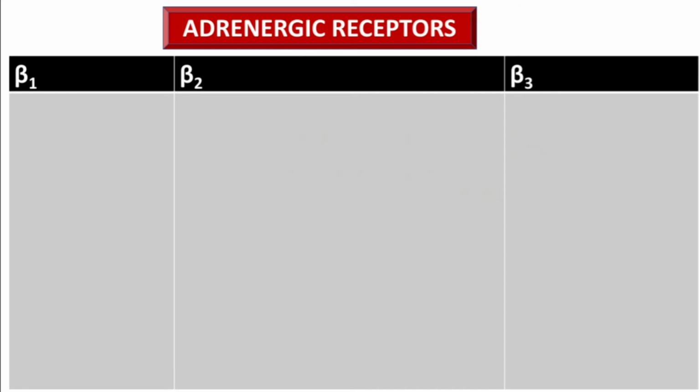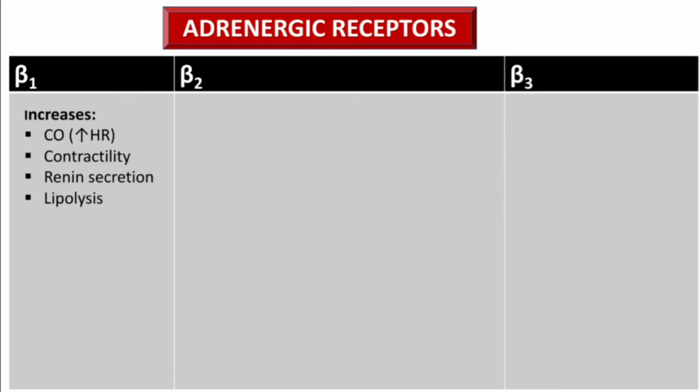I want to give you the basic things before I put anything on this board. Just to know, beta 1 receptors are found on the conducting system of the heart and juxtaglomerular cells in the kidney. You need to know that, right? So if you stimulate beta 1, it will increase cardiac output, thereby increasing heart rate, and it also increases heart contractility and renin secretion.